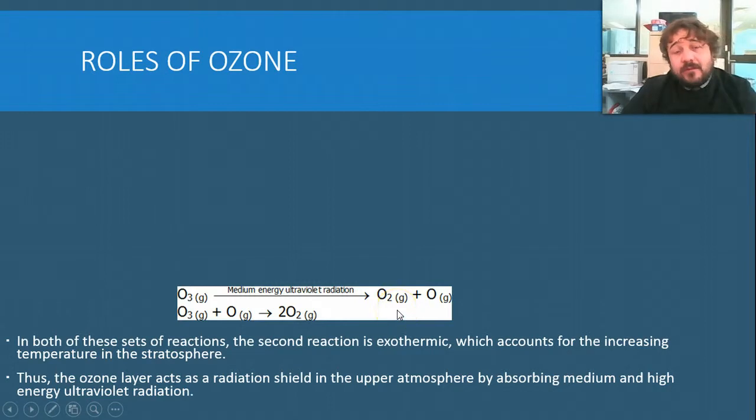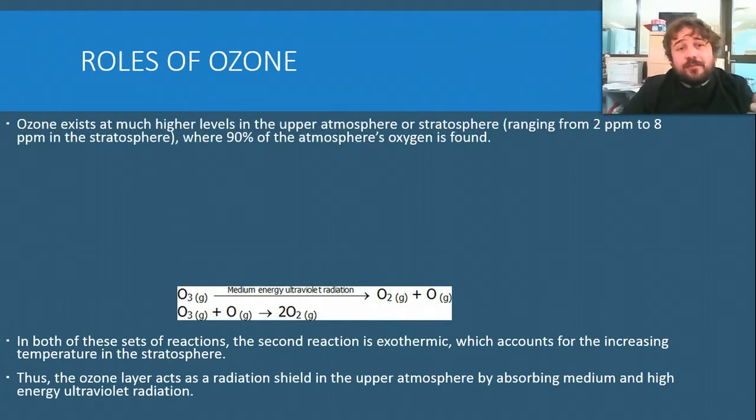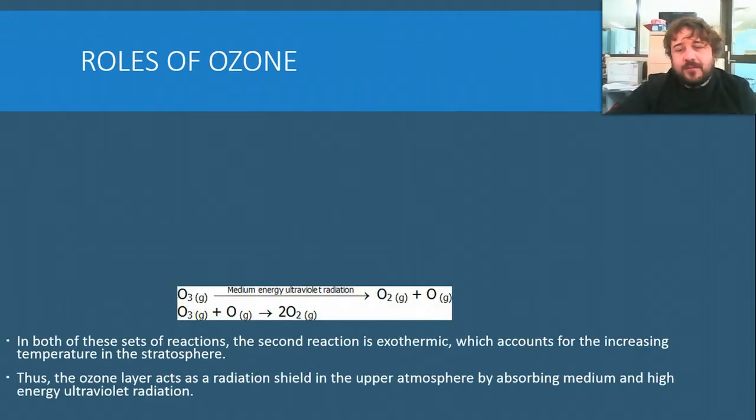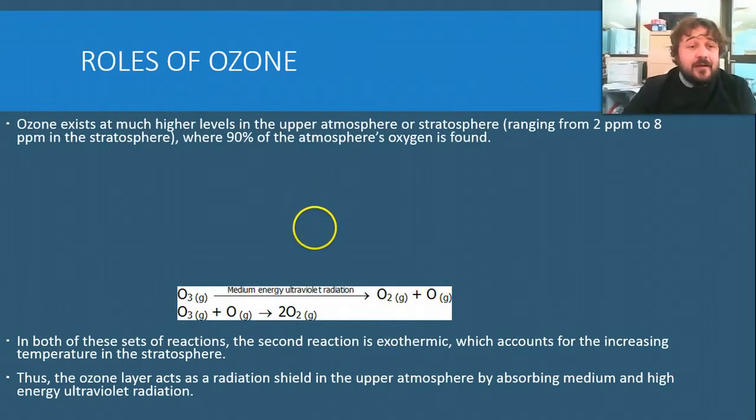Now, the roles of ozone. So we're continuing on. Upper atmosphere ozone is what we're talking about now. Ozone exists at higher levels in the upper atmosphere and the stratosphere, going from 2 parts per million to about 8. This is where 90% of the atmosphere's ozone is found.